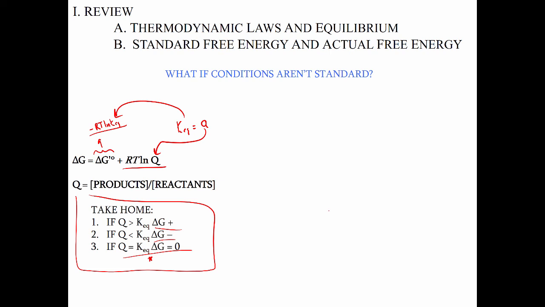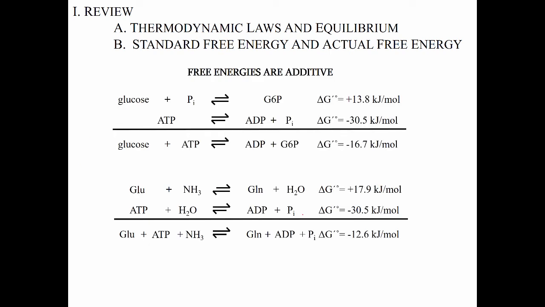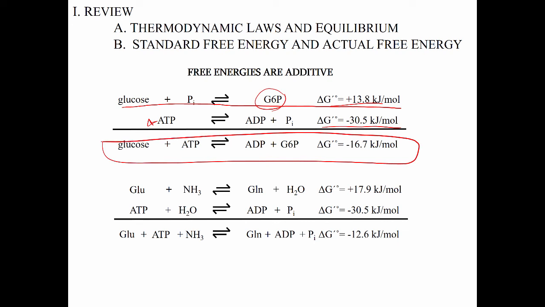Last thing to say here with free energies: they're additive. A very important concept. You already probably know this. We are going to take, for instance, a reaction where we phosphorylate glucose, making glucose 6-phosphate. Without ATP, delta G is positive 13.8. ATP hydrolysis at standard conditions is negative 30.5. If we couple these two reactions, then the total delta G is negative 16.7 kilojoules per mole. Here's another example, making glutamine from glutamate, which we'll talk about later in this class when we look at amino acid metabolism. However, when you look at this, they're just additive.